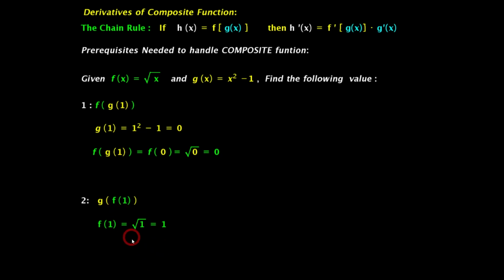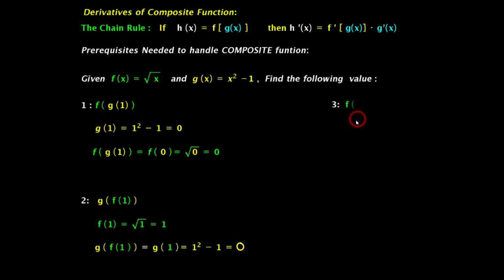So what should be g of f of 1? It should be g of 1. And g of 1 should be, go to the g function, whatever we put in the x, it should be x squared minus 1. So g of 1 is simply 1 squared minus 1. So 1 squared minus 1 is 0.